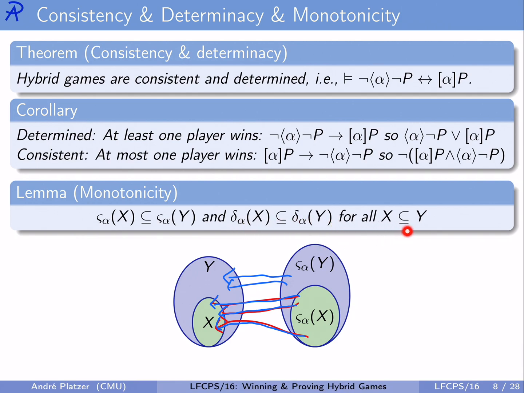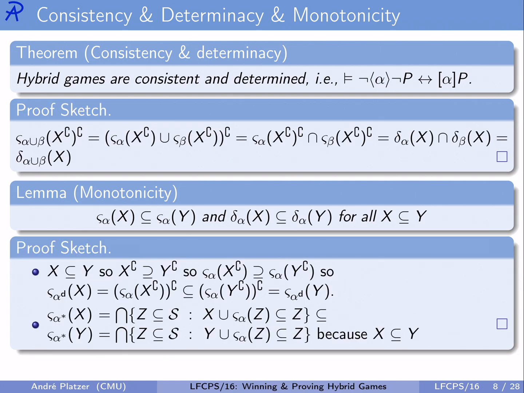If you make it easier to win, if you give yourself a bigger winning condition, then there will also be a bigger winning region for both of the two players for that particular winning condition. So let's understand how we prove the consistency and determinacy theorem and how we prove the monotonicity lemma.